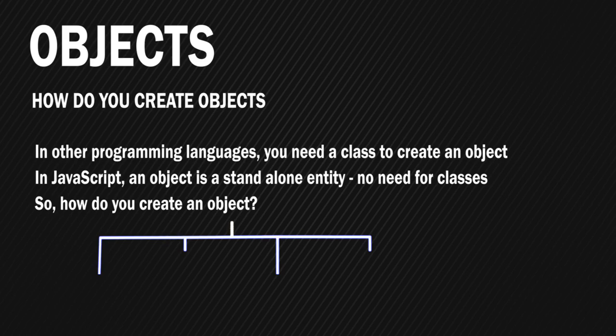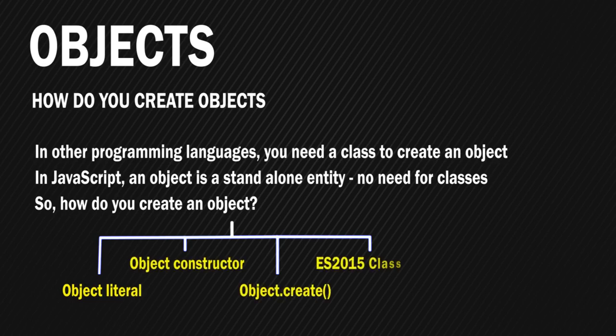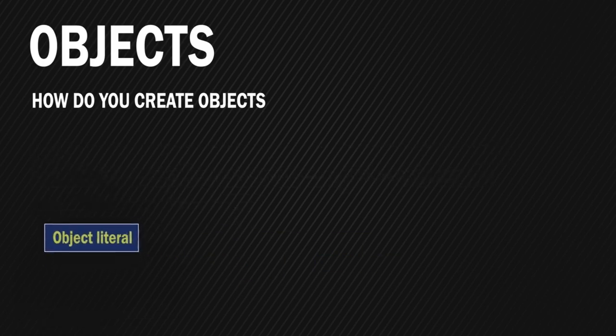What are the different ways we can create an object in JavaScript? Well, I can break it down into 4. You've got object literal, object constructor, Object.create, and you've got this new ES class. And I guess it's only natural, let's start with the very first one, an object literal.